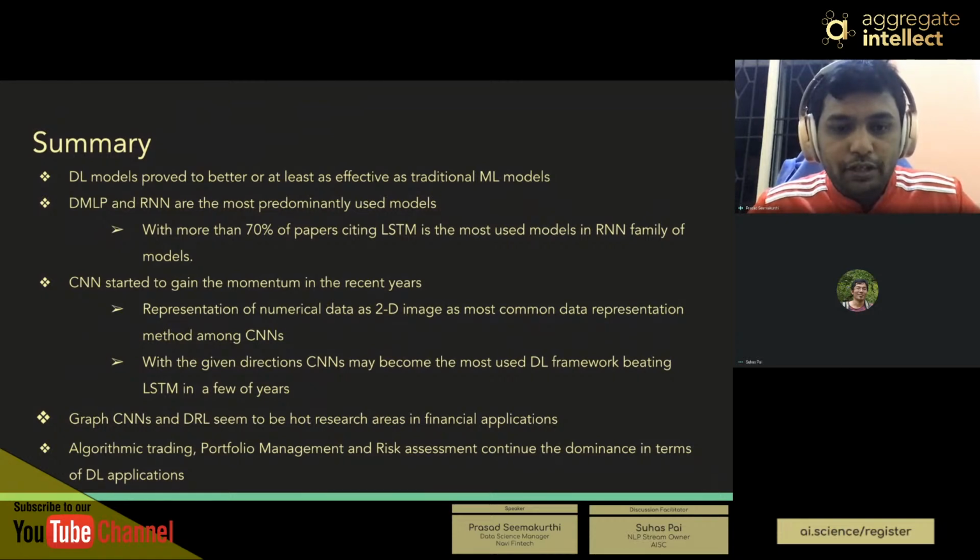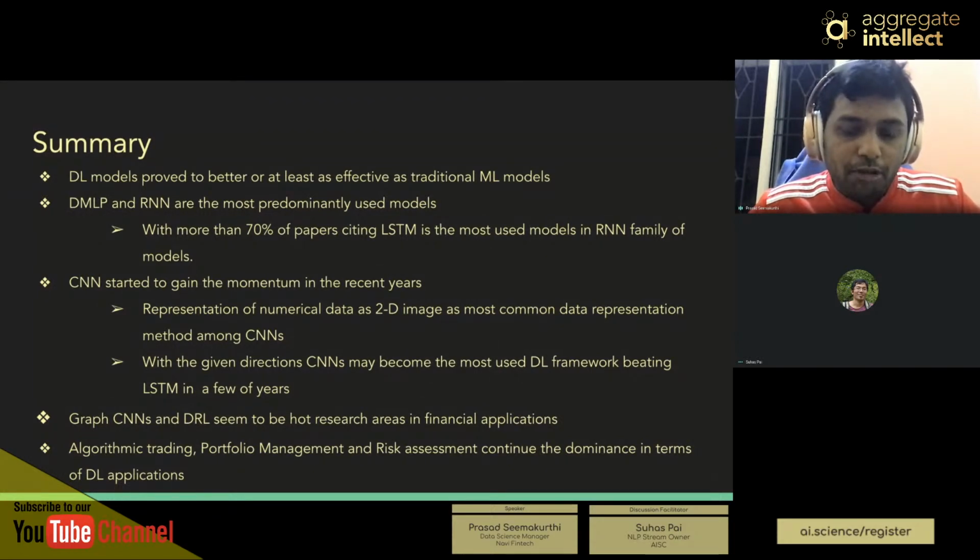Summary. If you look at the total summary of the paper, deep learning models prove to be better or at least as effective as traditional machine learning models. Deep multi-layer perceptron and RNN seem to be the most predominantly used models in the financial world. With more than 70% of the papers citing LSTM, it is the most commonly used variant of RNN in the industry. CNN started to gain momentum in recent years.